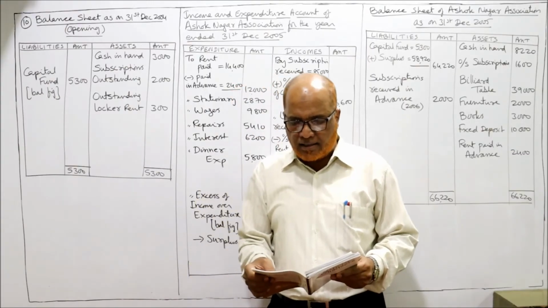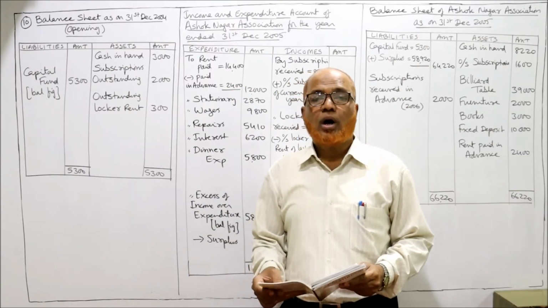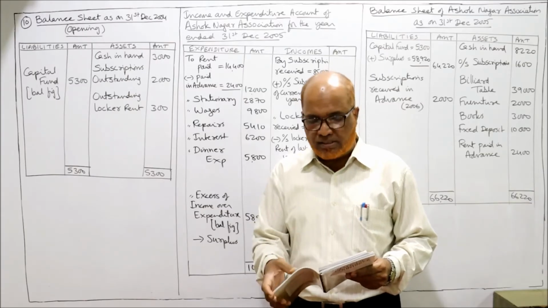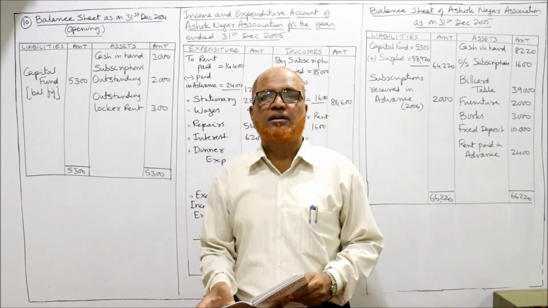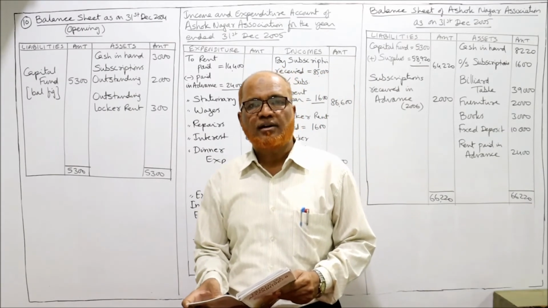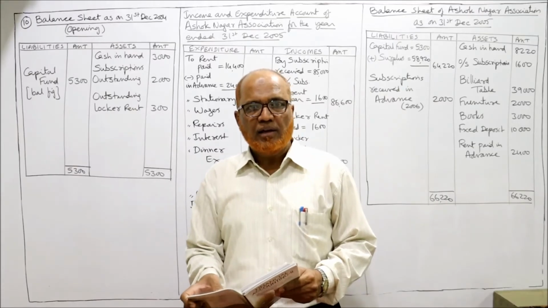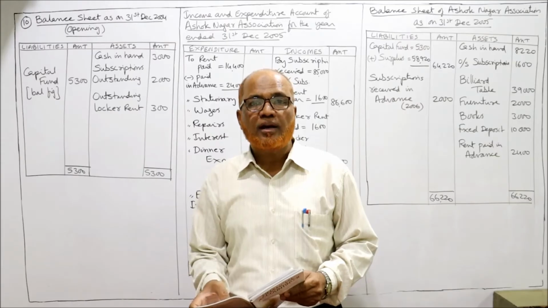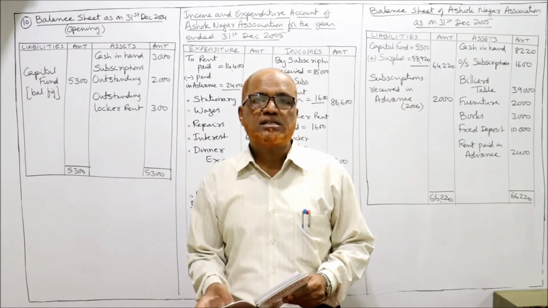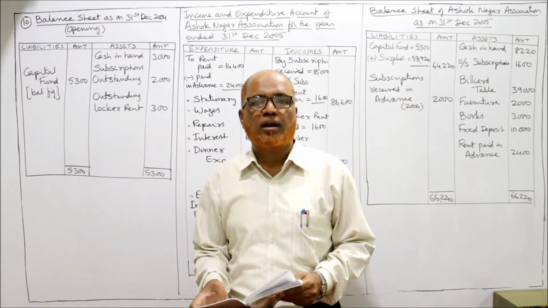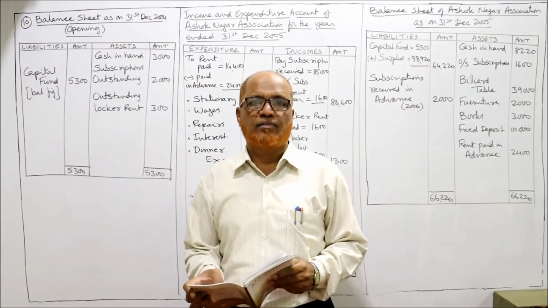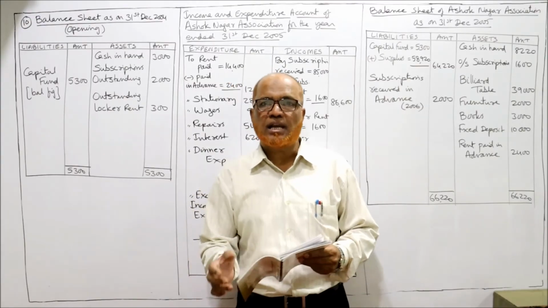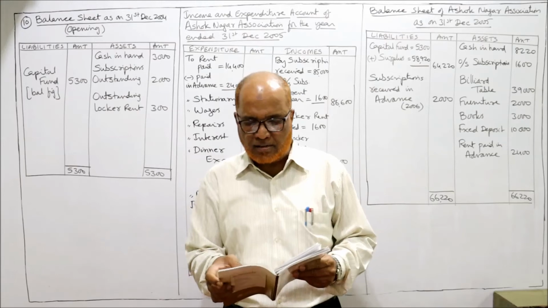Locker rent 300 related to 2004. So how much locker rent is credited to the receipts and payments account? 1600. So 1600 rupees locker rent was received, but in that 1600, 300 is the locker rent of last year. That is, some outstanding locker rent of last year was received in the current year. So from 1600 we will subtract last year's locker rent.